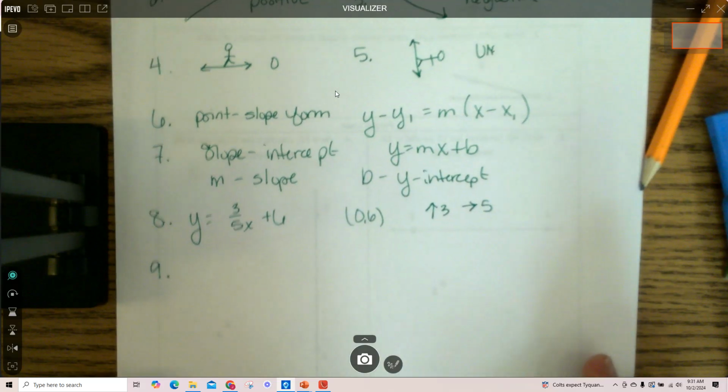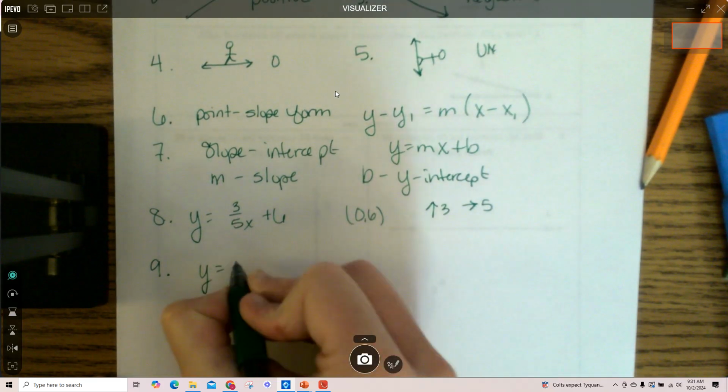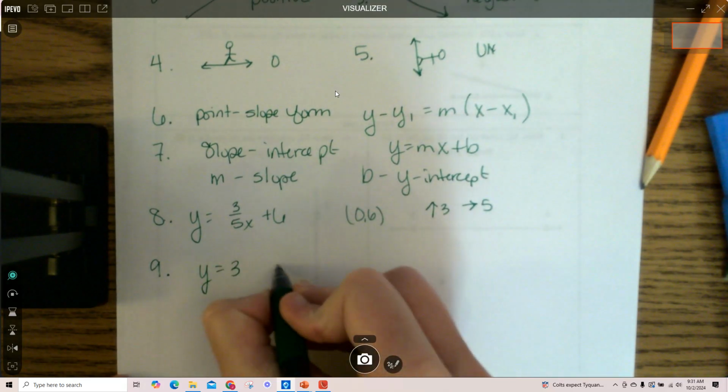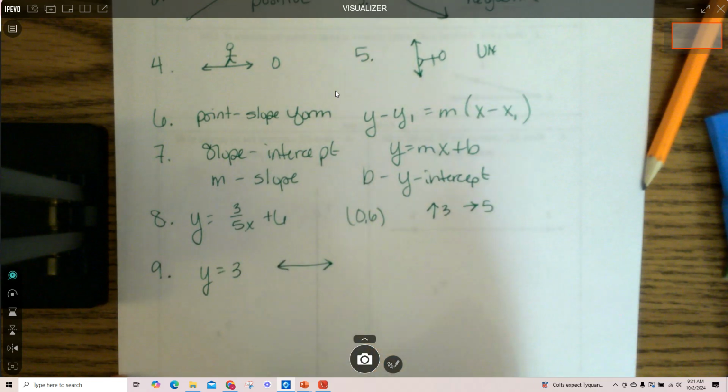Okay. 9. The equation y equals 3 is a blank line. Y equals 3 is a horizontal line. Y equals are always horizontal. Y equals a number, they're always going to be horizontal.